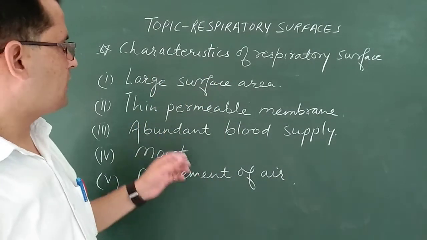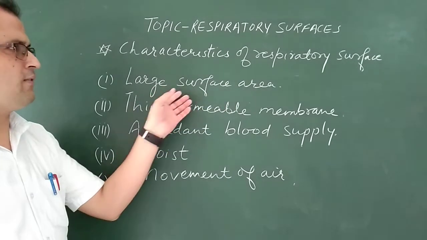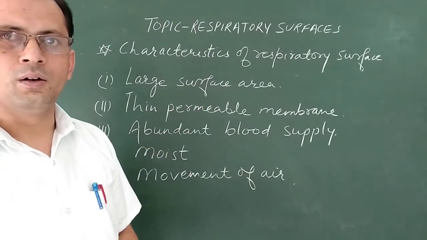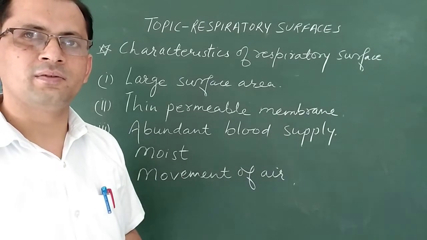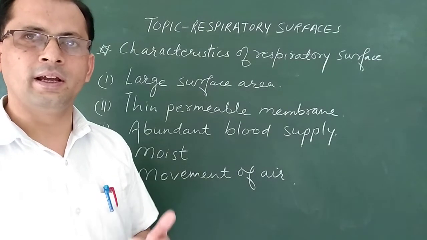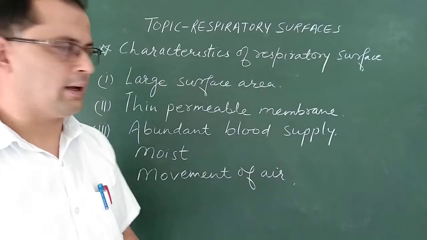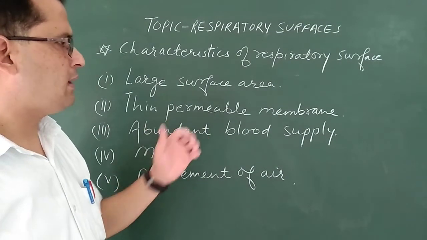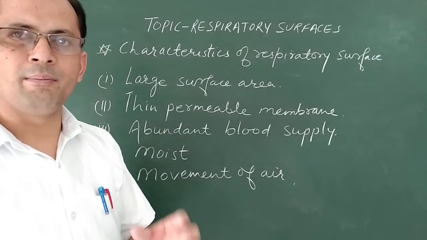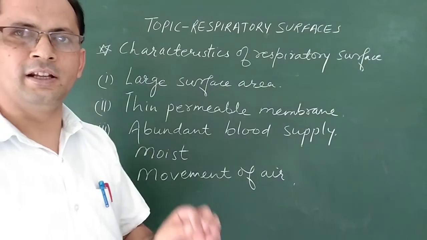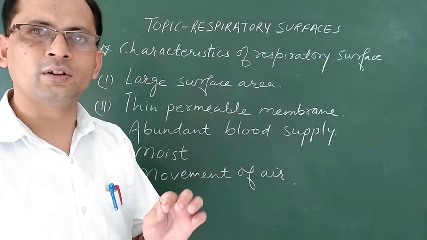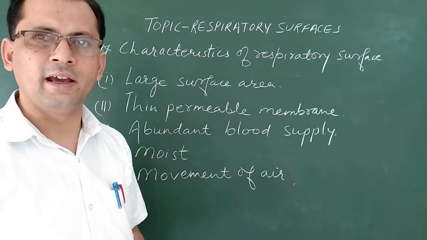The respiratory surface should have a large surface area. Why should it have a large surface area? So that more air can be accommodated. Then we have a thin permeable membrane. The membrane of the respiratory surfaces should be thin. Why should it be thin? For the quick diffusion of the gases.